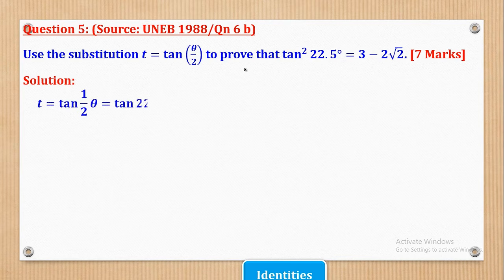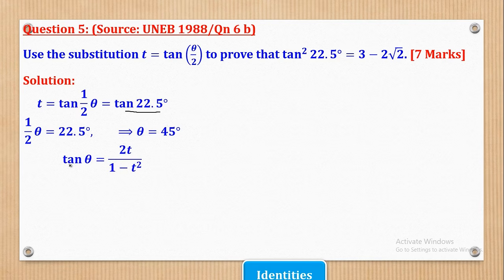So here we shall say that t is equal to tan theta over 2, and it's also equal to tan 22.5. So what does that mean? It means that half theta is equal to 22.5, implying that theta is 45 degrees. We know from the t formula that the identity for tan is 2t over 1 minus t squared. Therefore, since theta is 45, tan 45 is equal to that. But when you use the calculator, tan 45 is 1, so that's why you put 1 here.